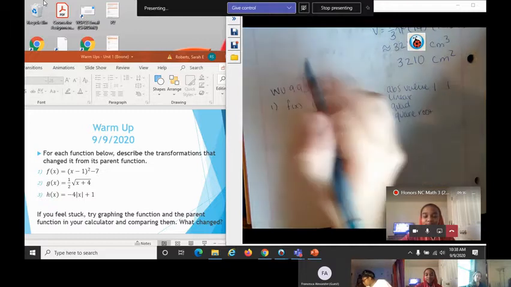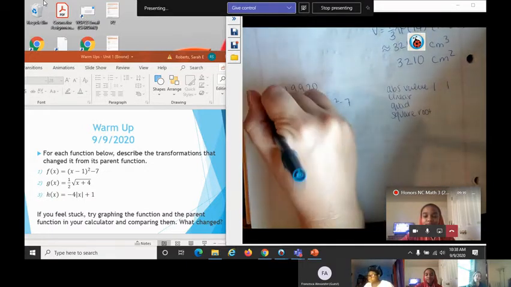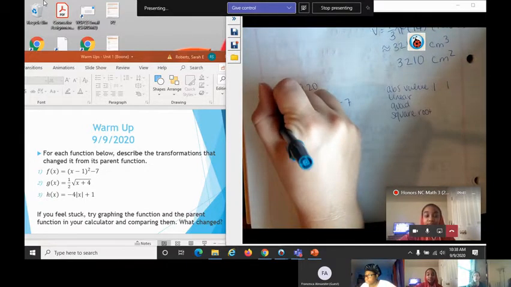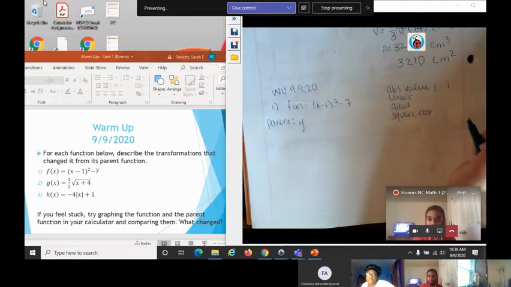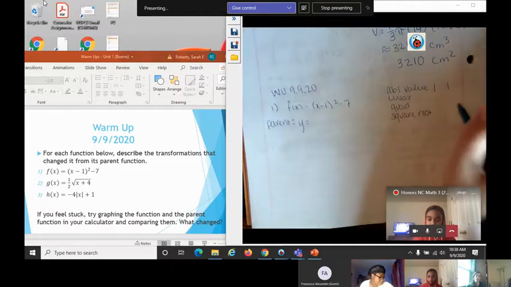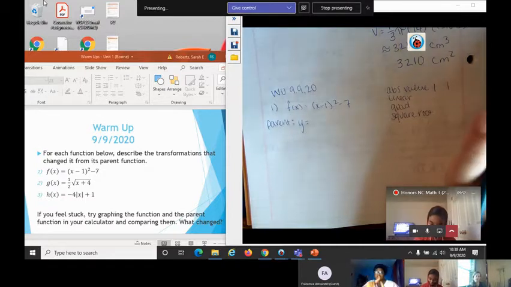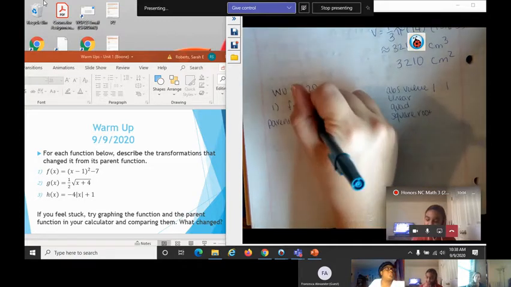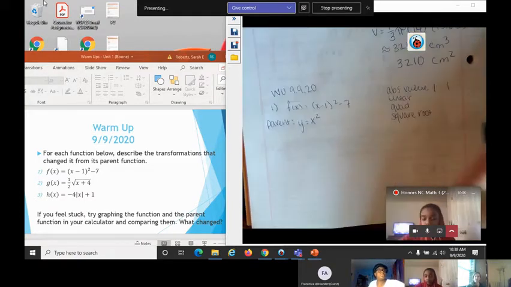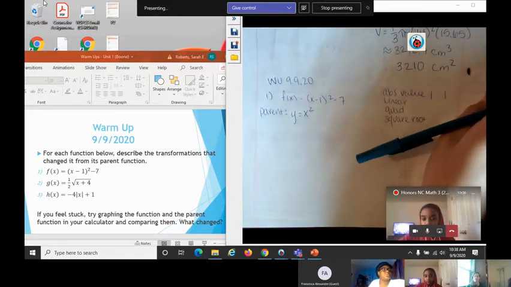Do you remember what the original quadratic function is, like a quadratic function with no numbers in it? Y equals what? I got it in my notes somewhere. Y equals x to the second power. Thank you. And thank you for utilizing your notes. I appreciate that. So this is the parent function.